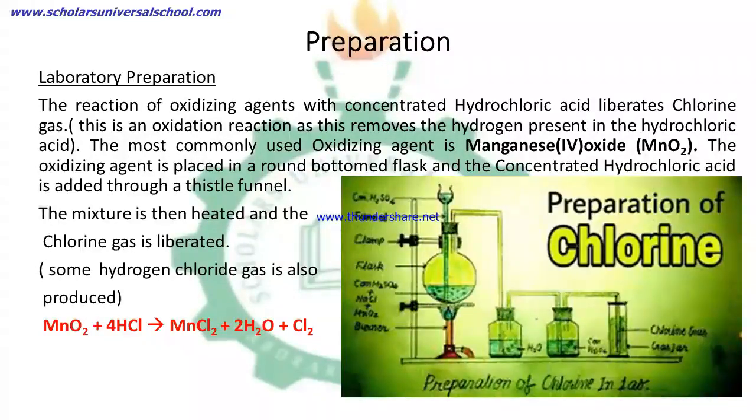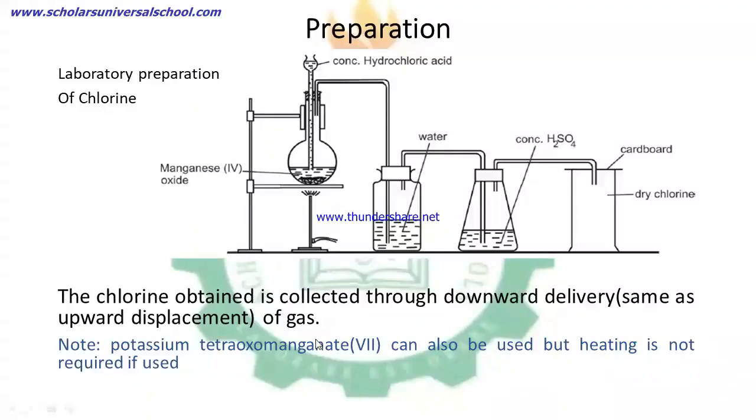Please take note that as the chlorine gas is being liberated, some hydrogen chloride gas is also produced from the mixture. This is the equation showing the reaction: MnO2 on hydrochloric acid forming the chlorine gas. The chlorine gas produced is collected through the downward delivery method of gas collection, which is the same as the upward displacement of air. We can also use potassium tetraoxomanganate(VII) instead of manganese(IV) oxide. But when we use potassium tetraoxomanganate(VII), heating is not required. Please, let's take note of that.